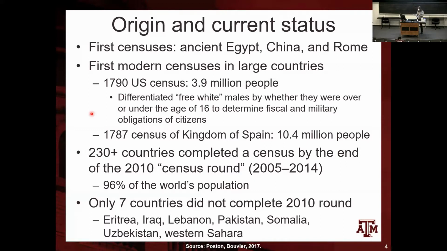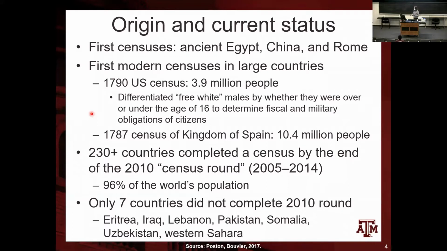Free white males, by whether they were under the age of 16 or above the age of 16, to determine if they were of age to serve military obligations. And also, it counted how many women there were in the country in each one of these regions, and also how many slaves, right? So we have specific subgroups of the population, pretty much more related to, in this case, race, sex, and age specifically for the free white male population.